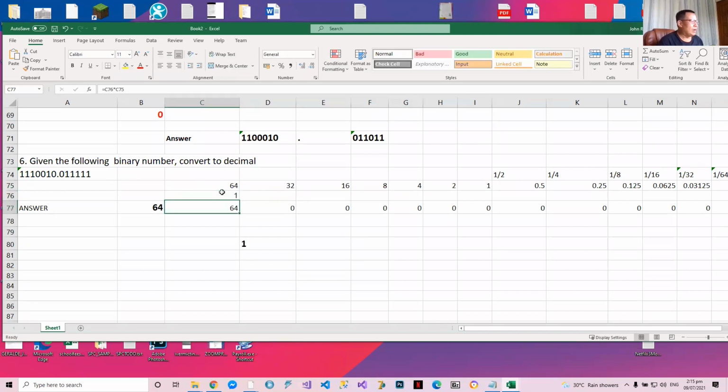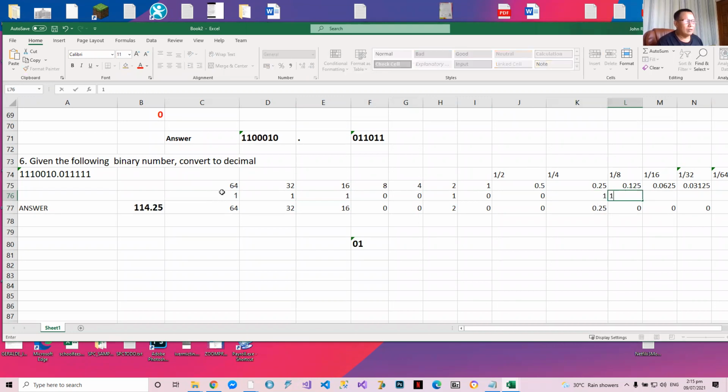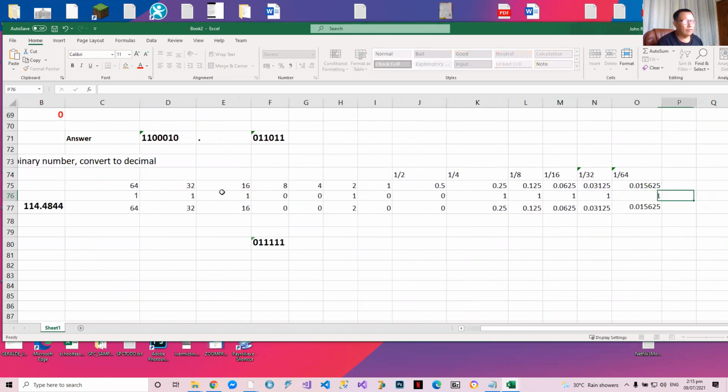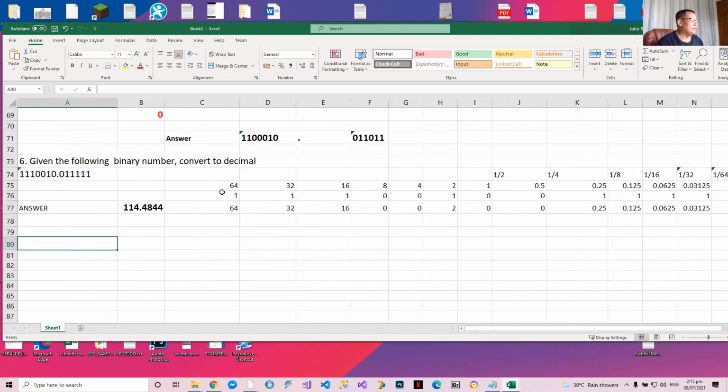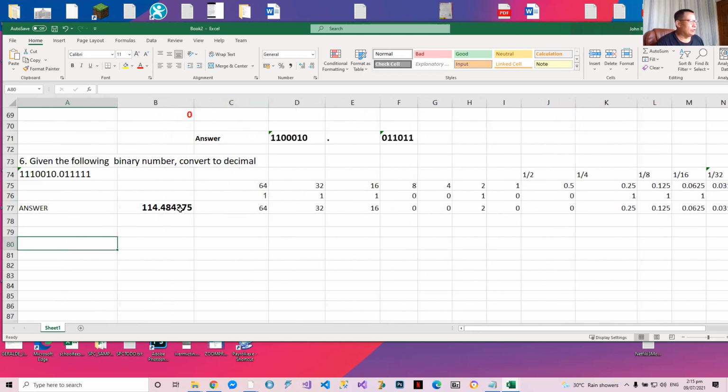Okay. 1, 1, 1. Then we have zeros, copying, no? 0, 0, 1, 0. Do you follow? So we now have 114. And the next is 0. And then we have 5 ones. 1, 2, 3, 4, 5. Okay. This must be rounded off. We'll just extend this. 114.484375. Okay.